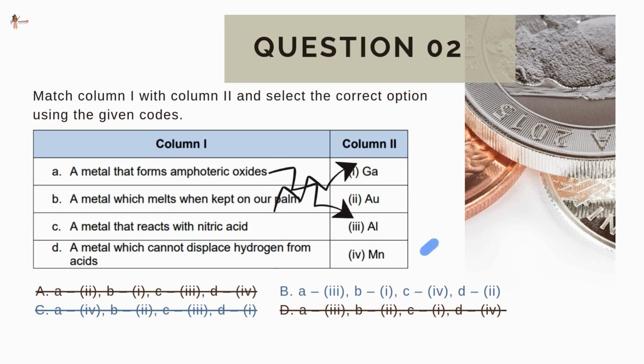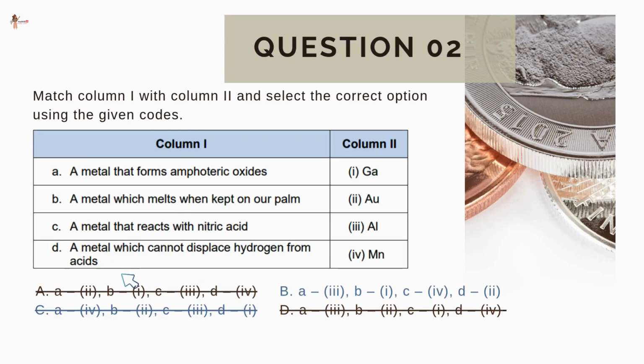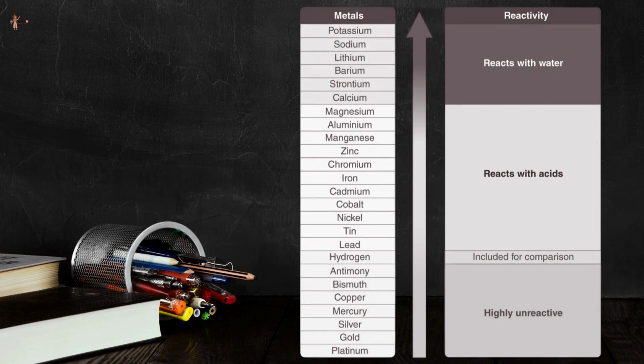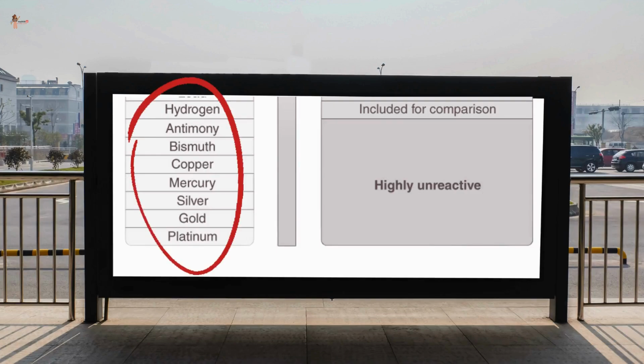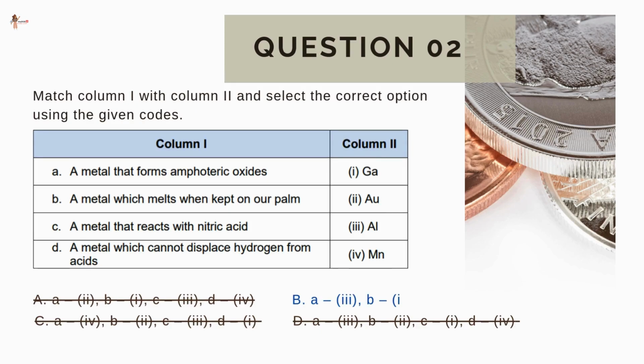We have our answer, but let's quickly see part C and D also. A metal that reacts with nitric acid. Manganese reacts with very dilute nitric acid to produce hydrogen gas. Lastly, a metal which cannot displace hydrogen from acids. The reactivity series is a list of metals in order of decreasing reactivity. Metals that are more reactive than hydrogen can displace hydrogen from acids. And of course, metals that are less reactive than hydrogen cannot displace hydrogen from acids. Metals like gold. So option B is the correct option.